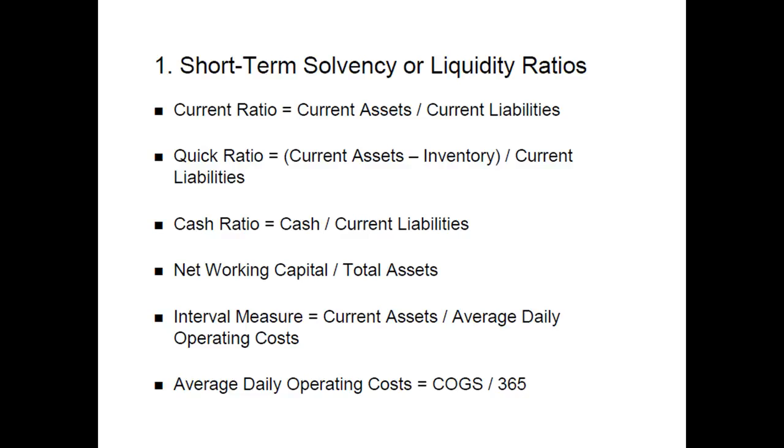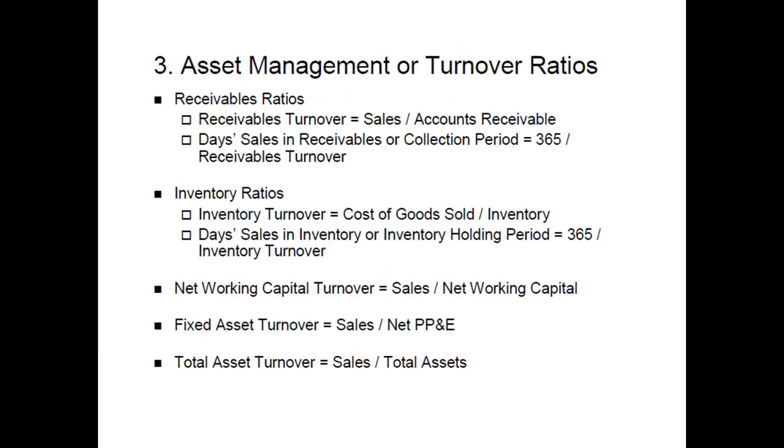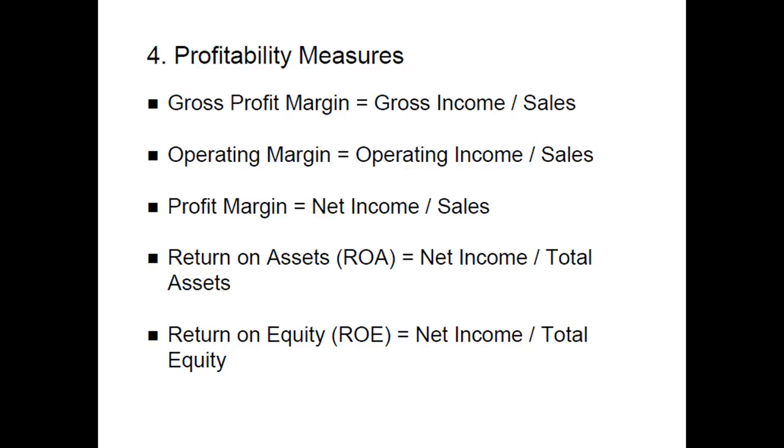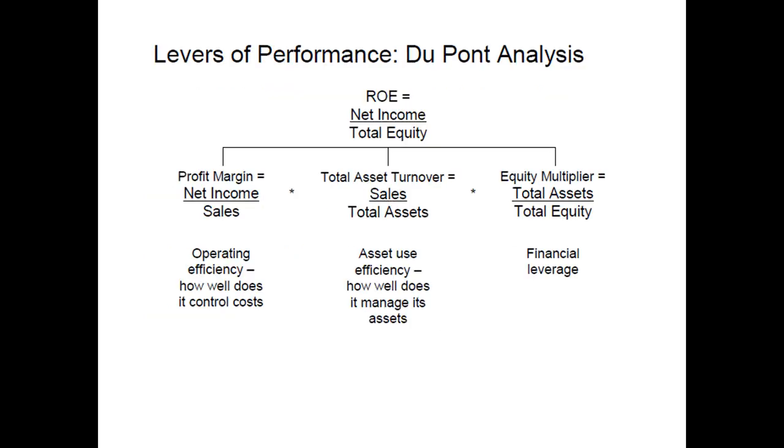So there's a list of liquidity ratios, long-term solvency and financial leverage ratios, asset management ratios, profitability measures, and market value stats. So we can gross these up into something called the DuPont analysis, which helps us determine overall how a company is managing money. Look, there's too much data here. But remember, the data tell a story.